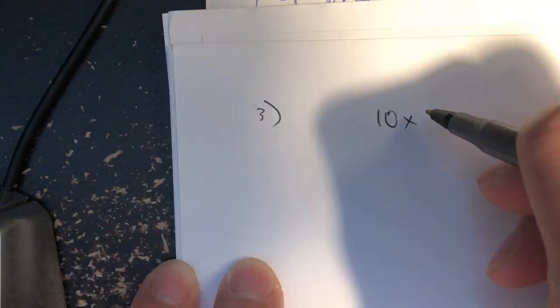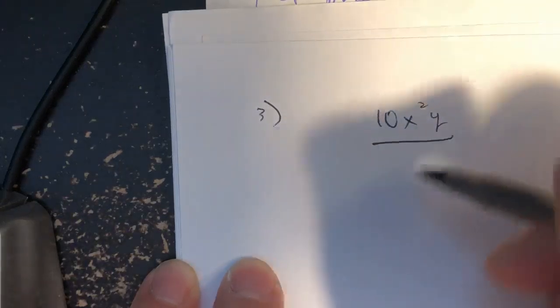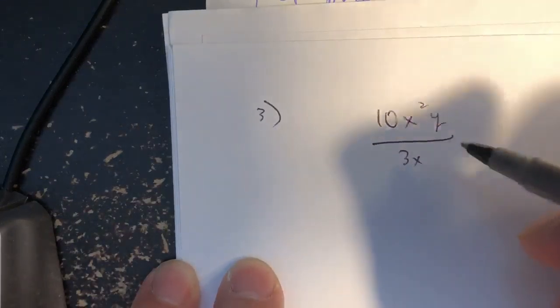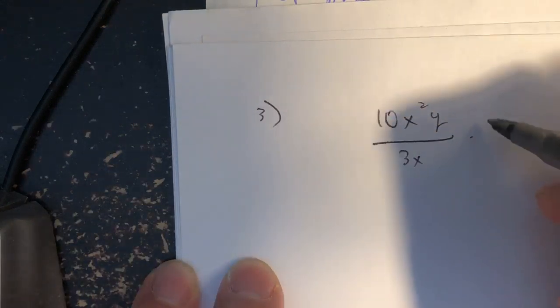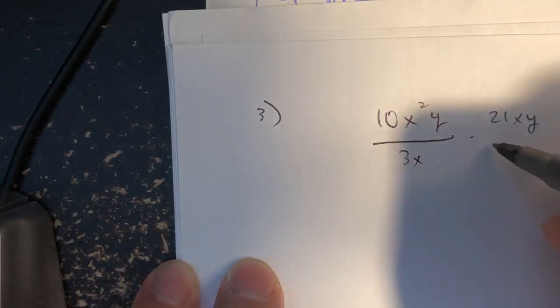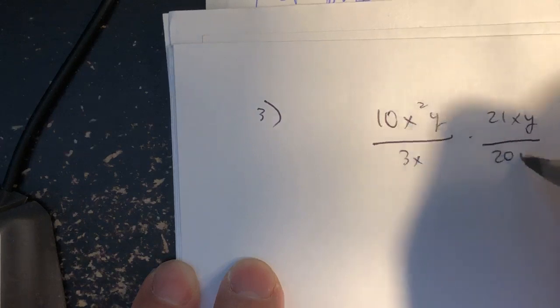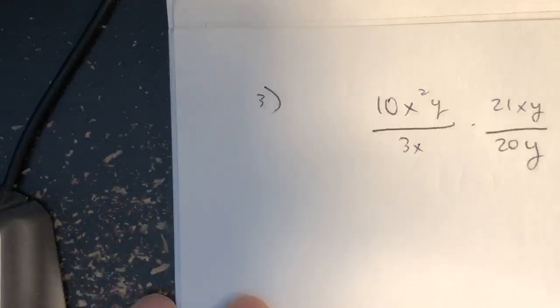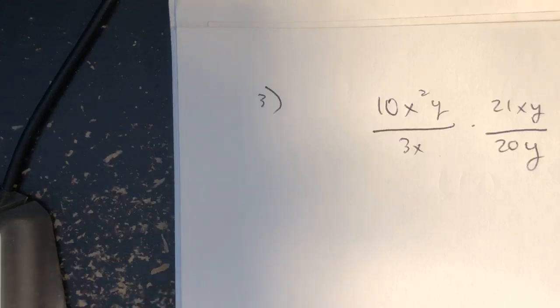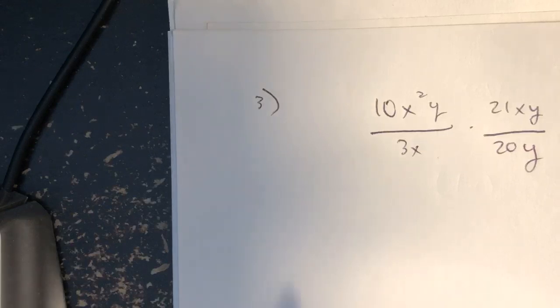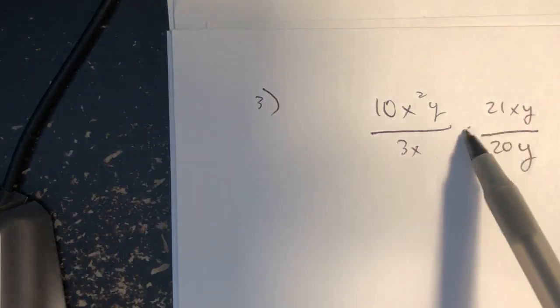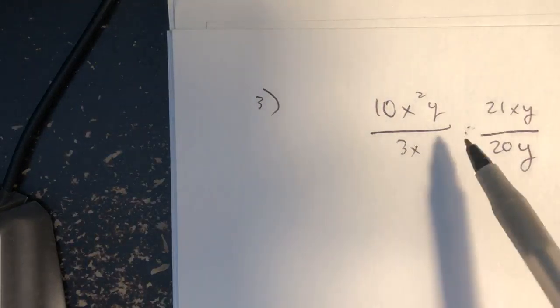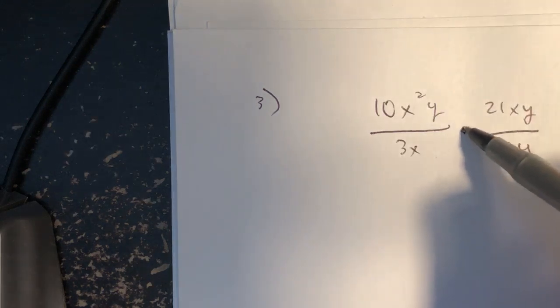I have this problem, 10x squared y over 3x times 21xy over 20y. And this problem says perform the indicated operation, list any restrictions for the variables, and simplify the answers when possible. So the operation that we see here is multiplication. Multiplication is nice. We don't have to have a common denominator.